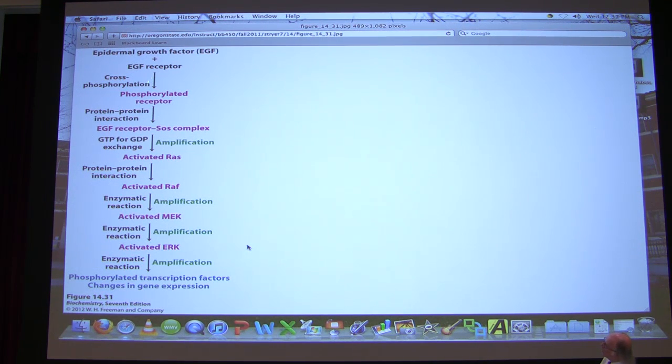There's a long set of steps I didn't take you all the way through. There we activated RAS. RAS activates RAF, activates MEK, activates ERK, and phosphorylates transcription factors. Transcription factors are proteins that bind to DNA that activate transcription.